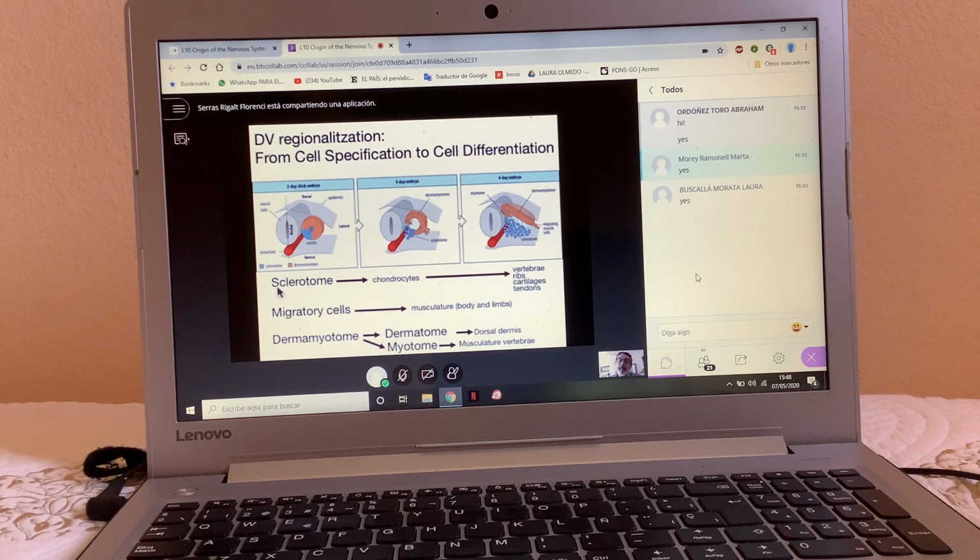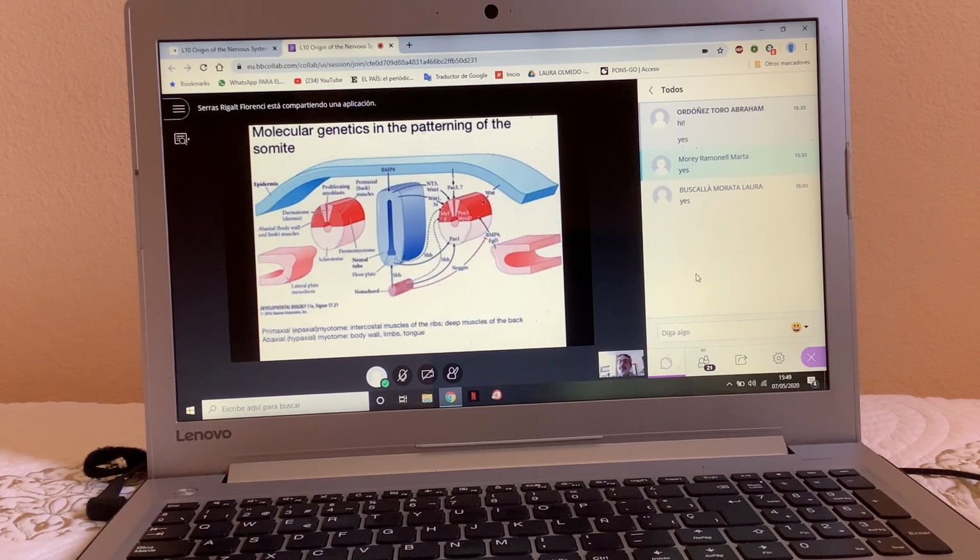Okay, so here we have this sclerotome that will develop chondrocytes, and the chondrocytes will give rise to vertebra. Depending on the anterior-posterior position, they will differentiate into vertebra holding some ribs, and also some cells will develop the cartilage or the tendons and so on. Now the migratory cells are these ones here that develop the muscles, and then we have the dermamyotome. There are some other regions in the somite which I don't want to go into. It's too much detail.